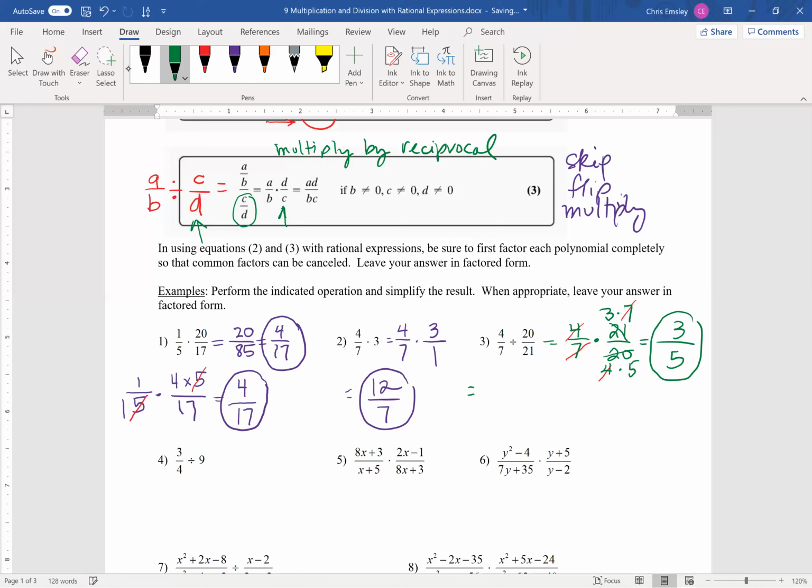The other way we could have done that one is 4 times 21 is 84. That would be our numerator.